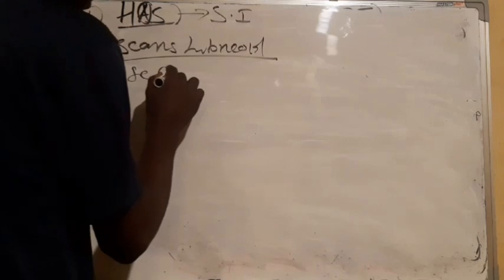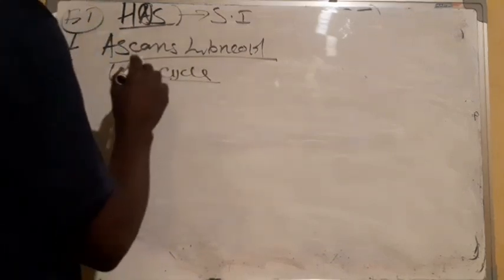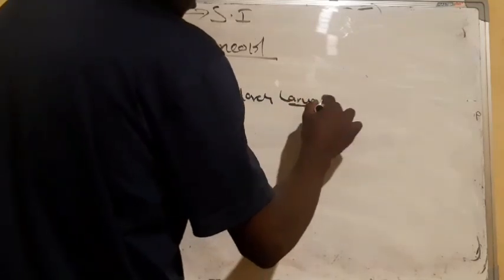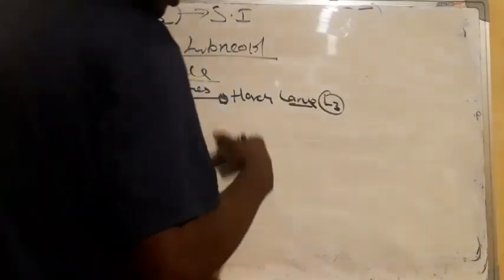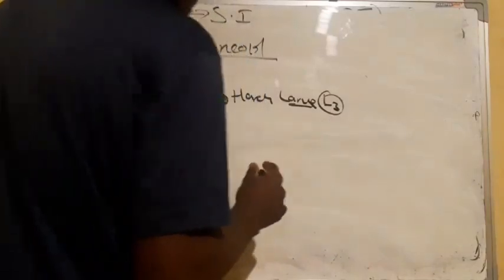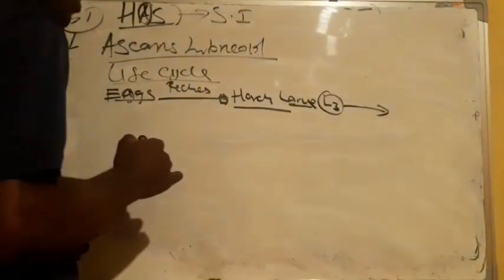So now let's start with the life cycle. It starts with the eggs, ingesting them. Immediately the eggs are ingested, they hatch into larva 3. And we know this larva 3 is the infective larva that has the capability of penetrating the mucosa. So when it reaches the intestine, it penetrates the mucosa of the small intestine.